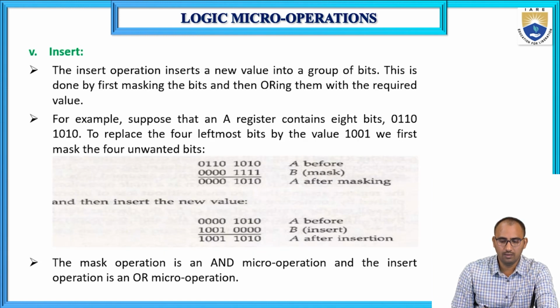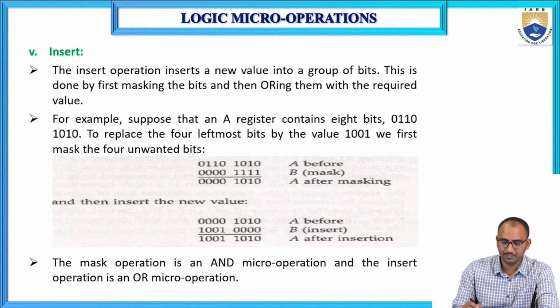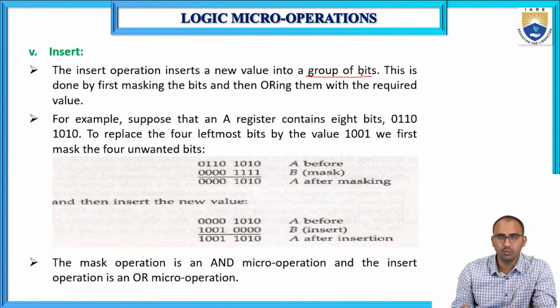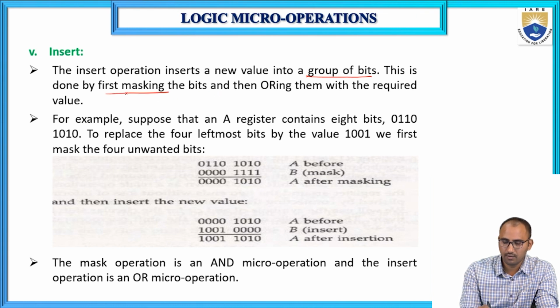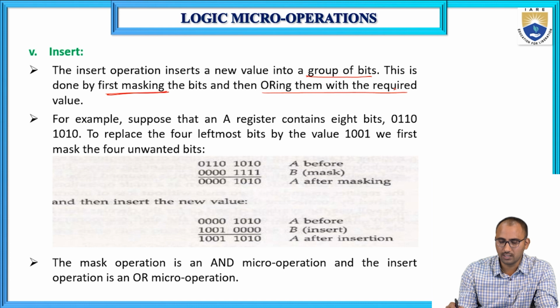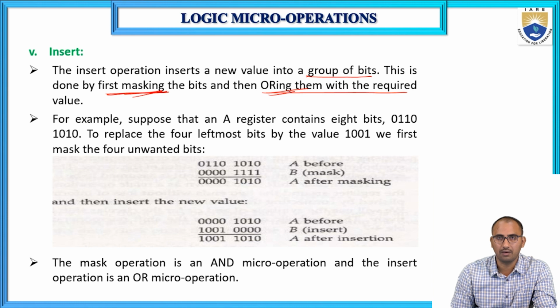And coming to the insert. The insert operation inserts a new value into a group of bits. So we are inserting a new value into a group of bits. That's why it is called insert. And this is done by first masking the bits, then ORing them with the required value. So in order to insert, first we have to perform a masking operation, and then we perform an OR operation. We have already seen masking.